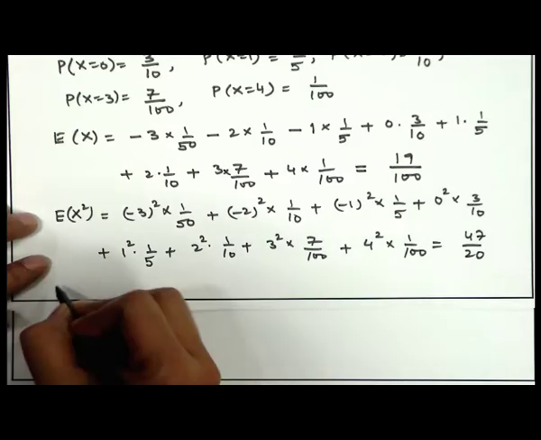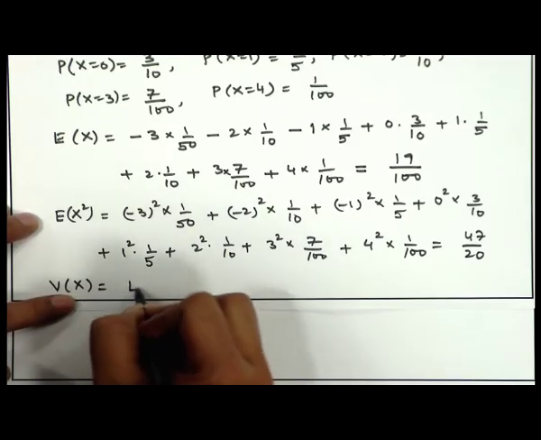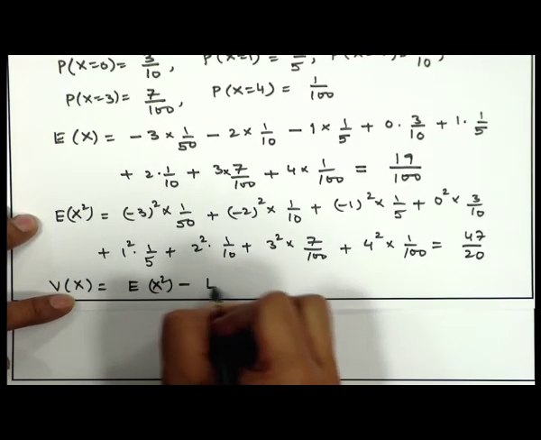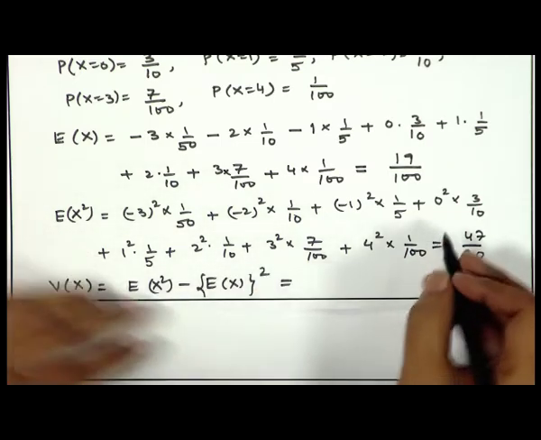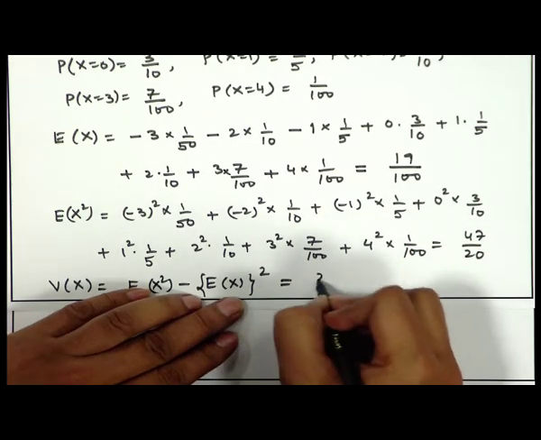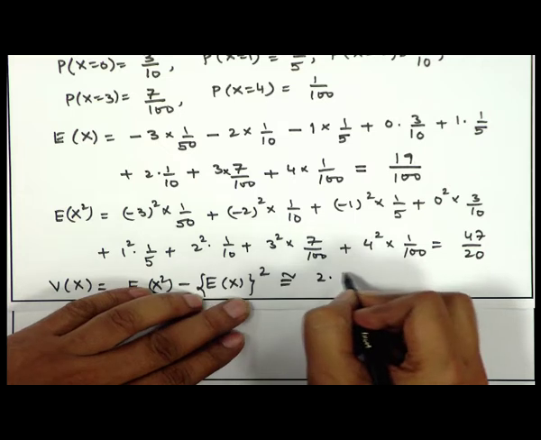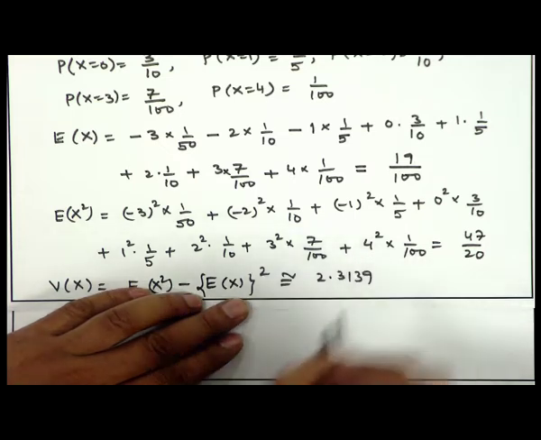So, variance of x is expectation of x square minus expectation of x whole square. So, if we simplify this, it turns out to be approximately 2.3139.